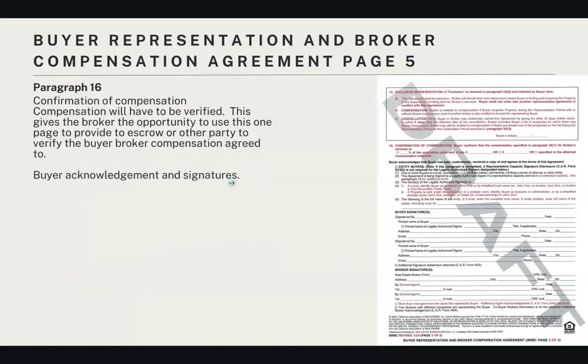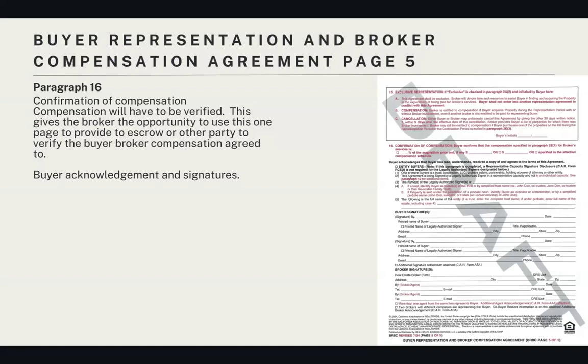Paragraph 16, confirmation of compensation. So compensation will have to be verified. So if it's to be paid, if there's a transaction, the buyer's broker is going to have to prove that the buyer authorized them to be paid X.